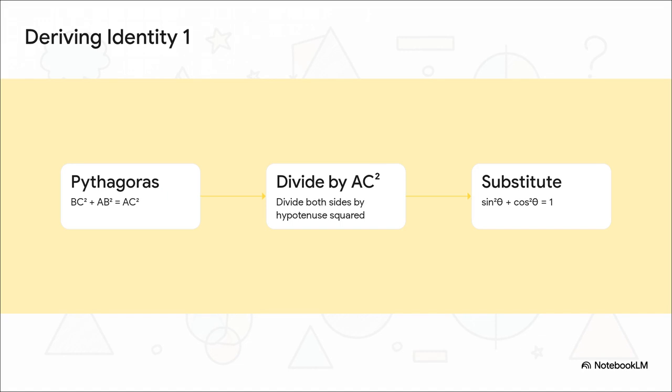If we take our right-angled triangle and apply the good old Pythagoras theorem, we get base squared plus height squared equals hypotenuse squared. Now here is the clever mathematical trick. What if we divide the entire equation by the hypotenuse squared? When we do that and substitute our trig ratios back in, magic! We brilliantly prove our first fundamental identity. Sine squared theta plus cosine squared theta equals exactly 1.